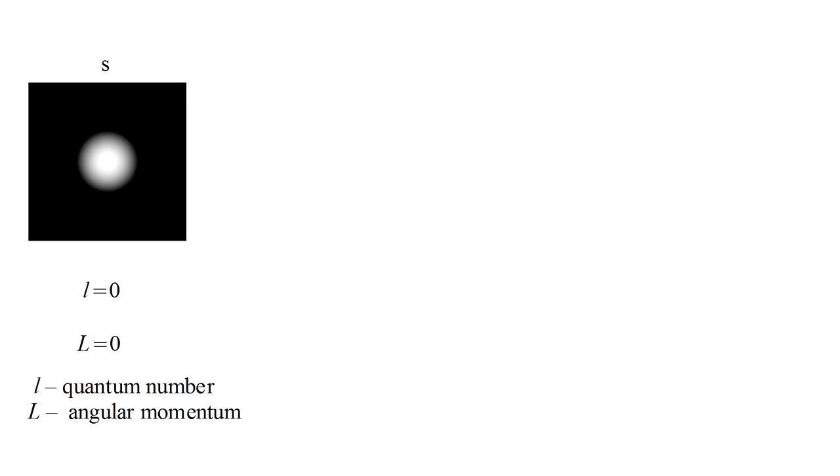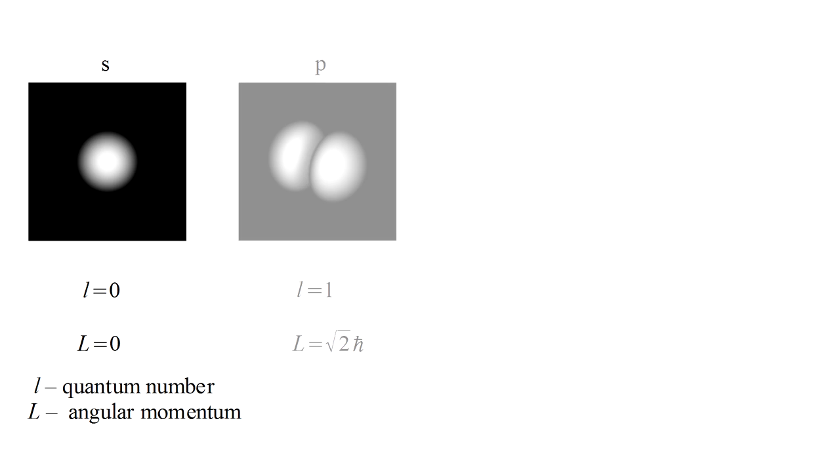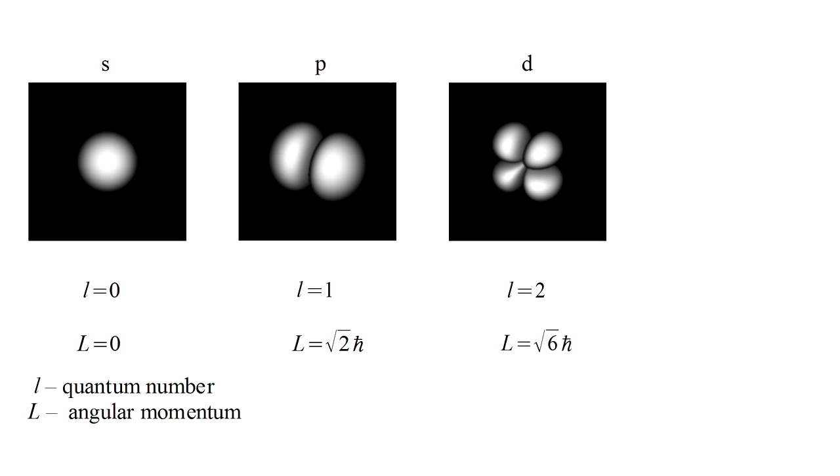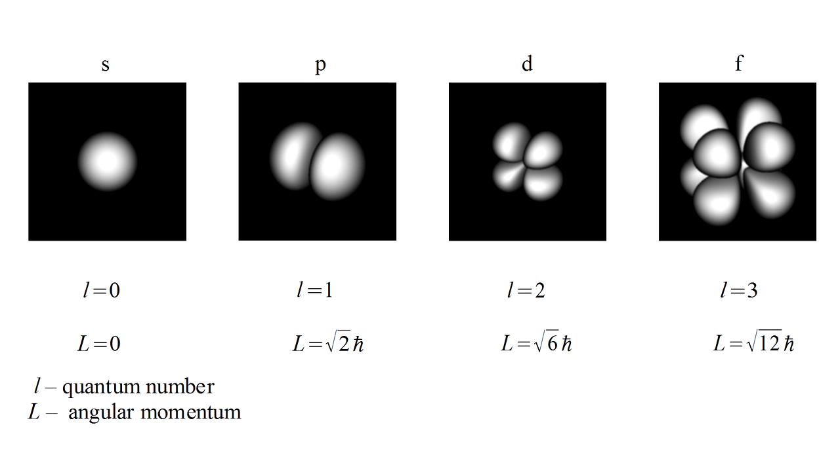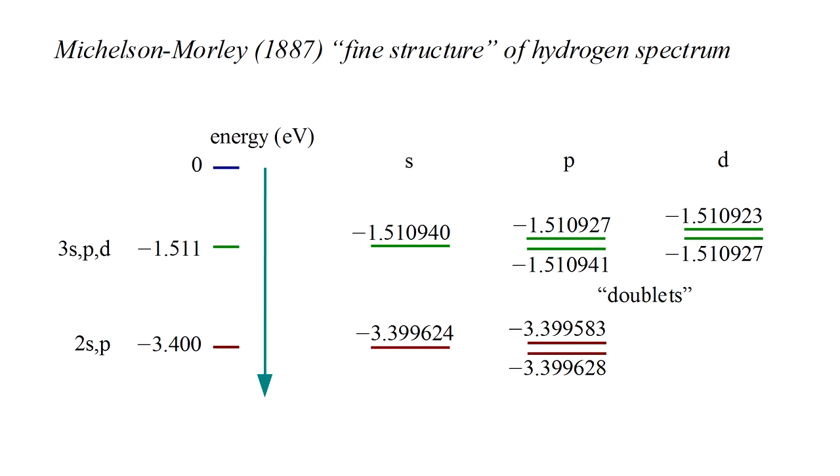Recall from video 7, s orbitals have angular momentum number L equals 0. These are states of zero orbital angular momentum. In these states, the electron does not, on average, go around the nucleus. The other orbitals have quantum number L equal to 1, 2, 3, and so on. In these orbitals, the electron does have angular momentum. So apparently, in orbitals with angular momentum, the energy level splits in two, but not in the s orbitals with no angular momentum. Why?